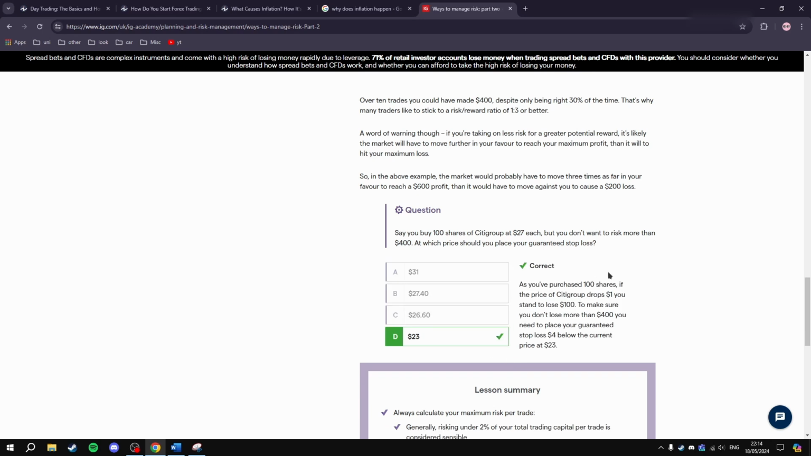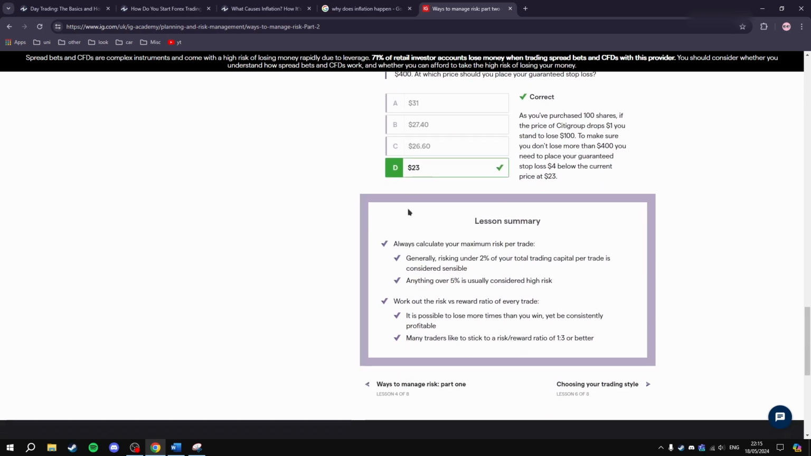As you purchase 100 shares, if the price of Citigroup drops $1, you start to lose $100. To make sure you don't lose more than $400, you need to place your guaranteed stop loss $4 below the current price at $23. Okay.